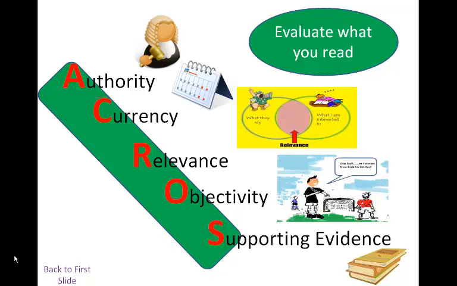If the article you're using is biased, you're still welcome to use the article, but you must bear in mind the potential problems with that literature. And finally, supporting evidence. Is there evidence that backs up what they're saying? Have they given references that can be checked to make sure it's accurate? And these points will help you to evaluate the sources that you're going to use in your literature review.